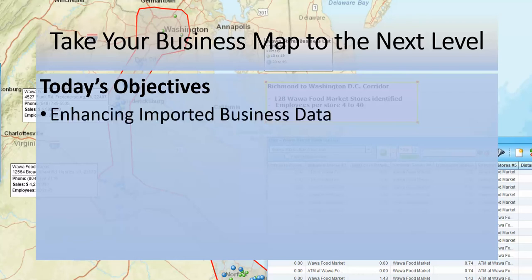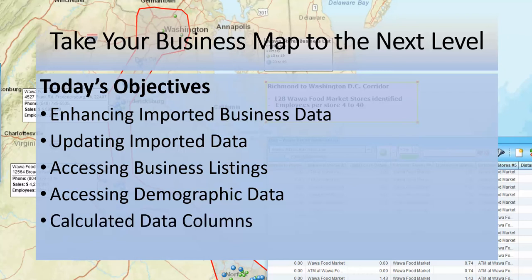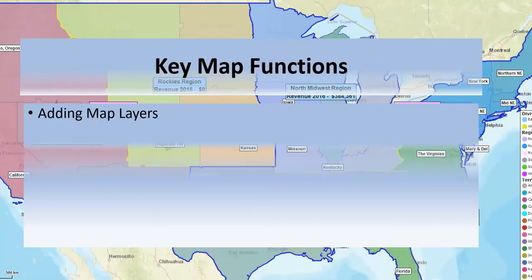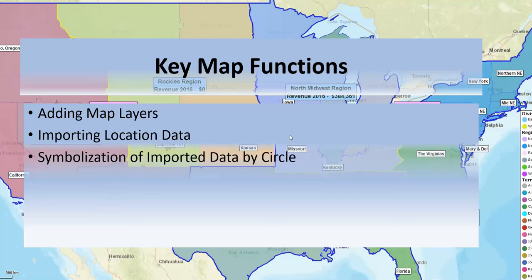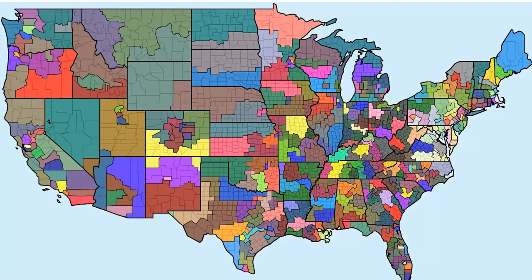So today's objectives would be enhancing imported business data, updating imported business data or editing that data, accessing business listings, accessing demographic data, and calculated data columns at the end. We'll be using key map functions like adding map layers, importing location data, symbolizing some of that imported data by circle, which I haven't done yet, and accessing business listings, demographic data, and setting up calculated data columns.